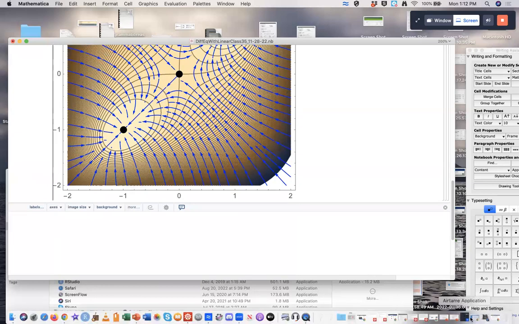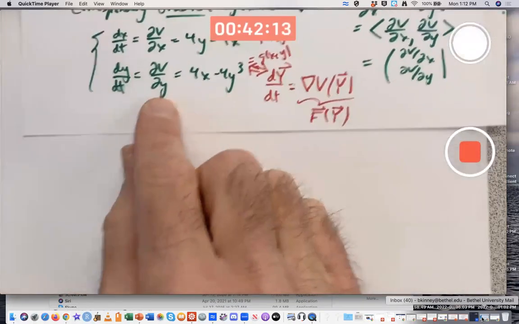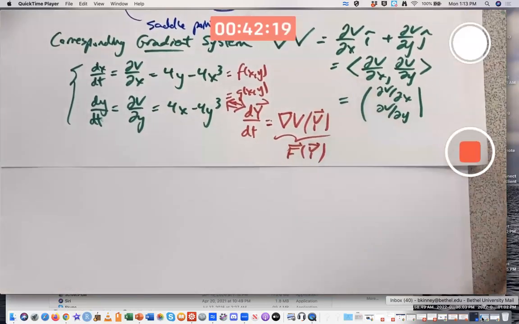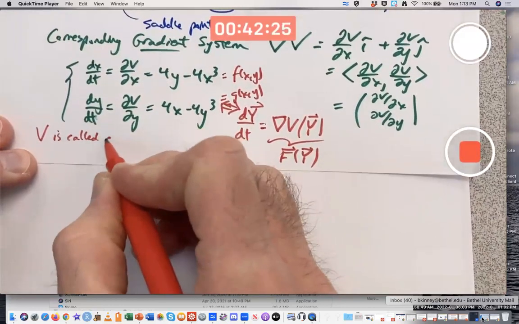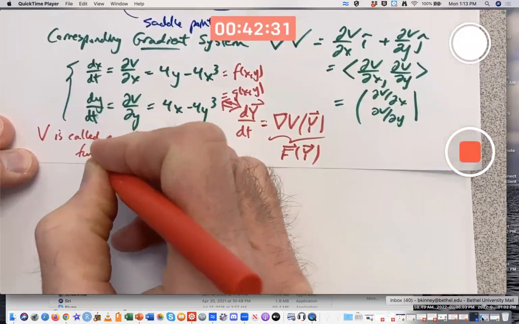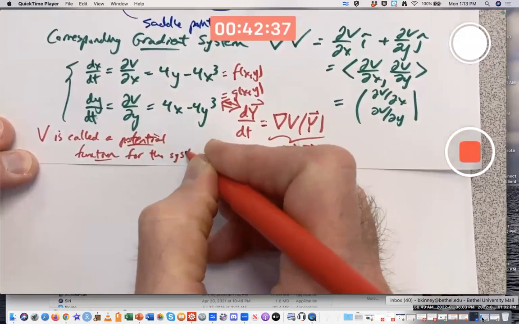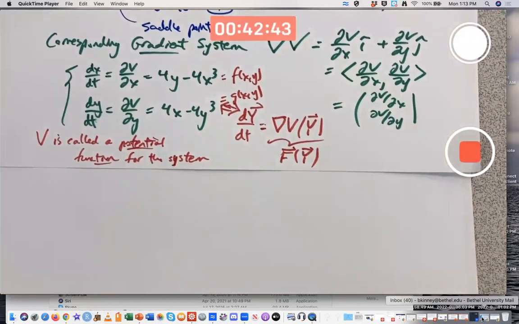The function V in this example, for this system, is called a potential function for the system. That's kind of a strange terminology. What, is it potentially a function? No, it is a function. It's called a potential function because in applications it's often potential energy. That's why.